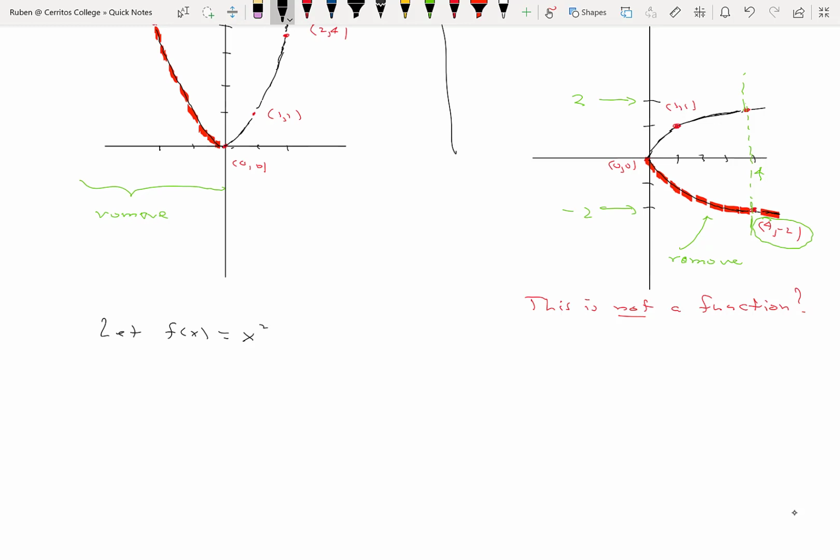Well, how do I remove a portion of a graph? Well, I do that by removing a portion of the domain of the original function, the x values. So I'm going to remove the negative x-axis from the domain.